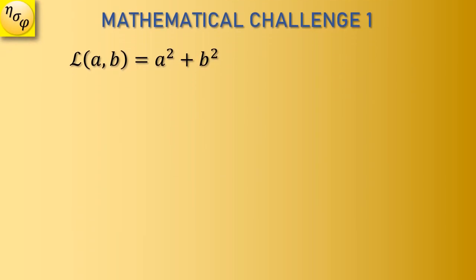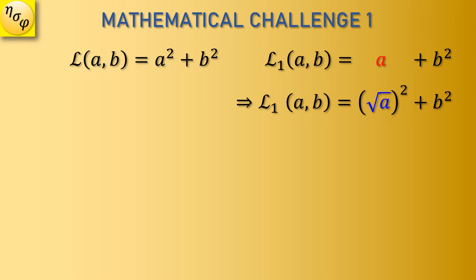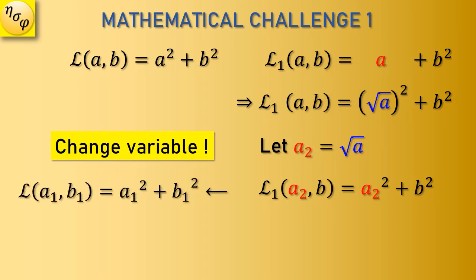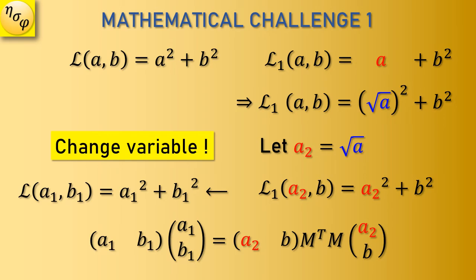I'll give you two challenges. The first challenge is I modified L into L1 by removing the power of 2 in variable a. Please pause the video now and think by yourself first. Welcome back. This is the hint. Pause the video again. Okay, the key is change variable. Let a2 equal the square root of a. With this variable change, we can bring L1 into the same form as L, and we can solve with the same transformation matrix M. Is it easy for you?